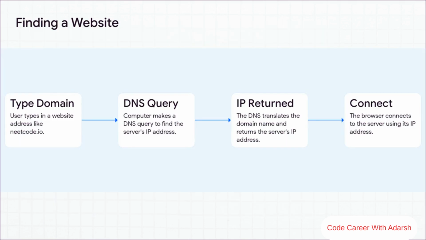But wait, how does your browser even find that server in the first place? When you type in a website, your computer uses what's called the Domain Name System, or DNS. It's basically the phone book for the entire internet. It takes that nice, human-friendly name you typed and translates it into a machine-readable IP address, which is the server's actual street address on the network.